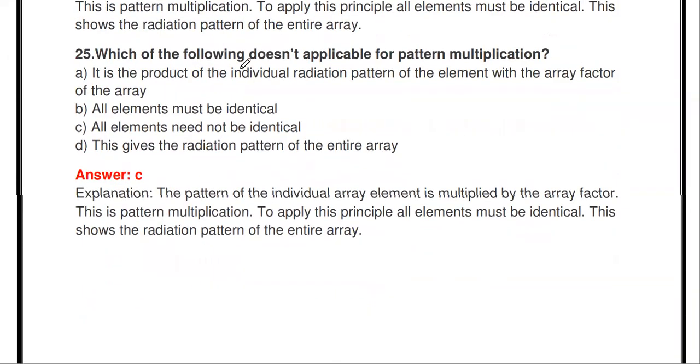The next one, which of the following is not applicable for pattern multiplication? It is the product of the individual radiation pattern of the element with the array factor of the array. All elements must be identical. All elements need not be identical. Okay. For pattern multiplication, you already know all elements must be identical. So all elements need not be identical is the false statement. This gives the radiation pattern of the entire array. Yes. The remaining three are correct. This one is not applicable. So C is the answer.